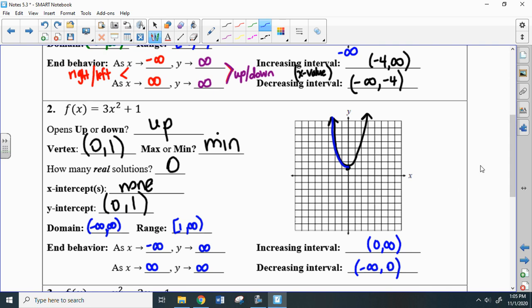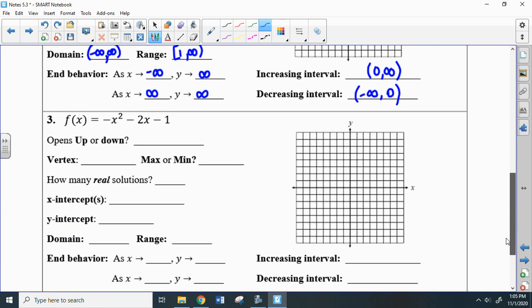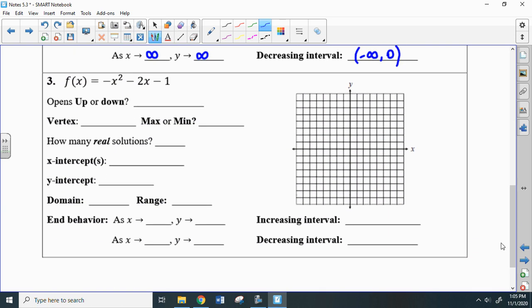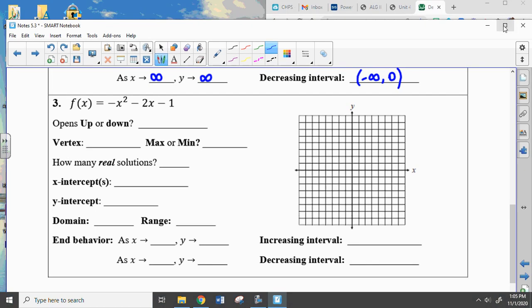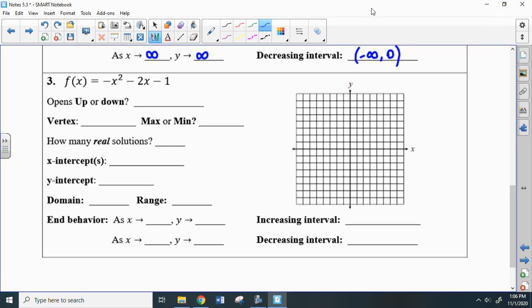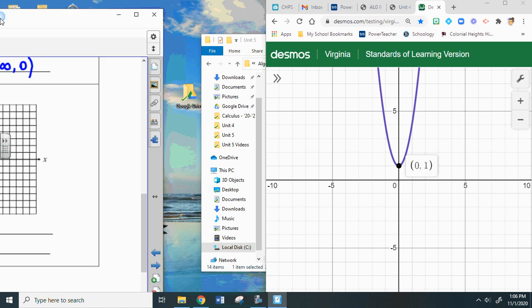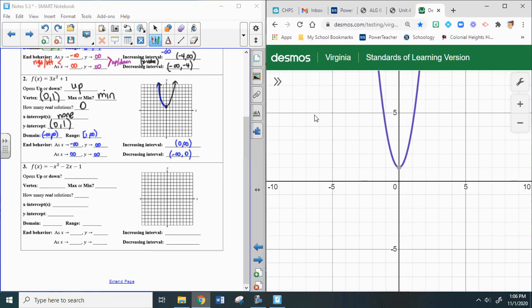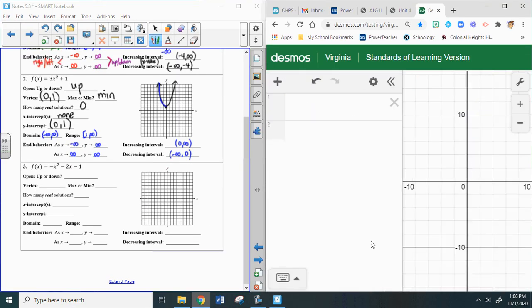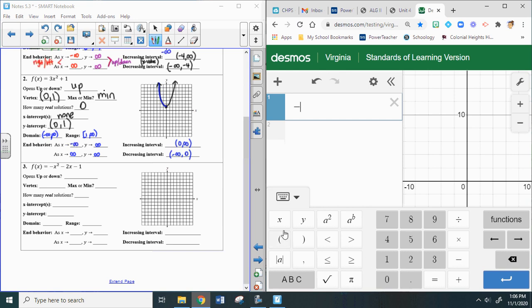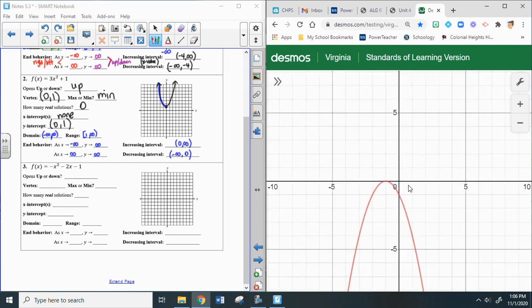So hopefully you did that one on your own and then checked with mine. All right, and then last but not least, let's look at one that has a negative x squared. I want to split my screen here. Okay, and let's type in negative x squared minus 2x minus 1. Okay, get rid of that, slide that to the side.